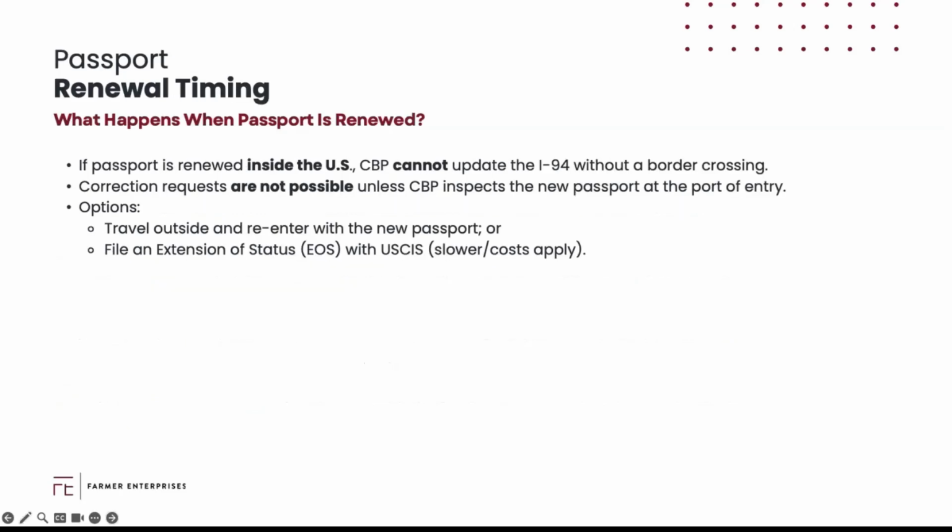So it's important to keep track of an employee's passport expiration dates to ensure there are no issues once they have travel plans. If a passport is renewed inside the U.S., CBP cannot update an I-94 without a border crossing. And correction requests are generally not possible unless CBP physically inspects the new passport at the port of entry. So again, the options are either to travel outside and re-enter with a new passport, or file an extension of status with USCIS, which, as I mentioned before, is going to take a few months and additional costs will apply.